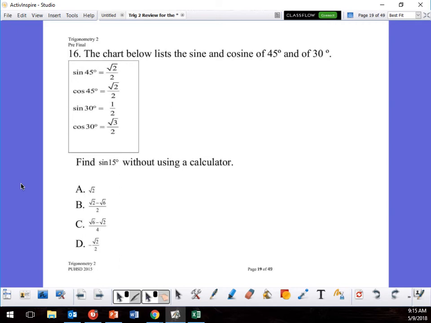All right. Okay, the chart below lists the sine and cosine of 45 and 30. Find sine 15 without a calculator. There's several ways of doing this. I taught you all these ways over time. We could use addition or subtraction, or we could use the half angle theorem and stuff like that. But we're going to do addition and subtraction here, because it's going to be the easiest way of doing it.